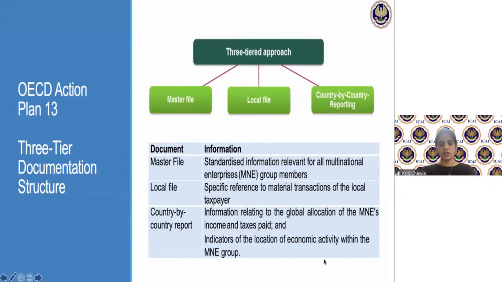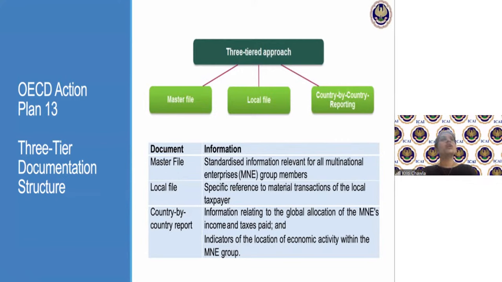This is where we'll discuss what exactly is the master file, what exactly is the local file, and what exactly is country by country reporting. So the first thing is something called the master file.